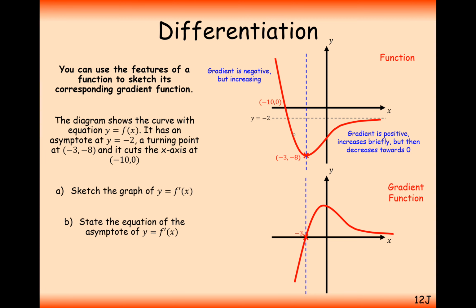So it's negative but increasing. And then it's going to be a positive gradient. And then around this point here, it's going to start to flatten off, so the gradient isn't going to be quite as high. And as it flattens off, the gradient's going to flatten off as well. Part B is state the asymptote on your graph of y equals f dash of x. Well, in this case here, it's going to be the y equals 0 line that forms the asymptote.